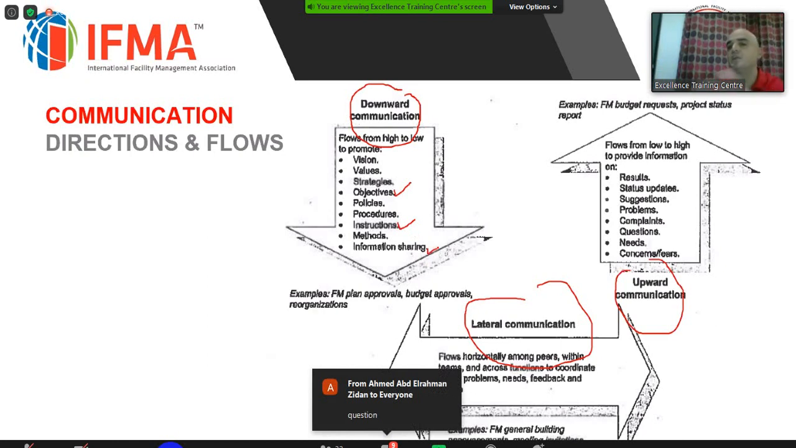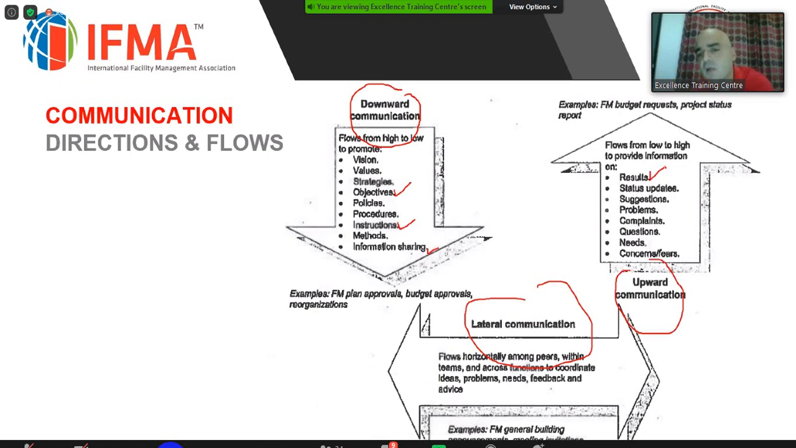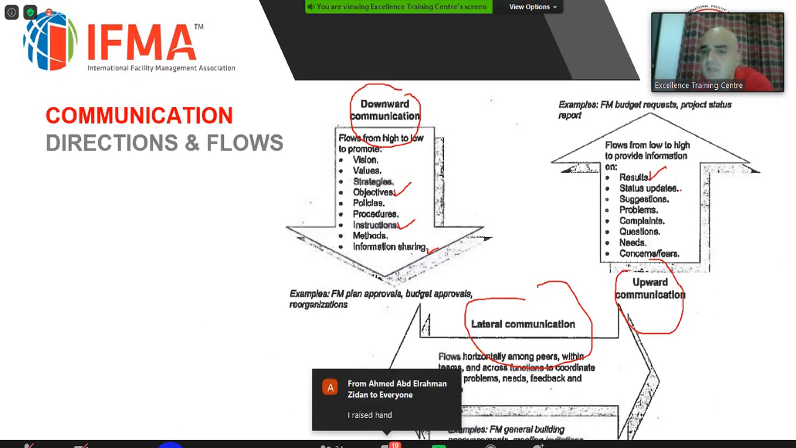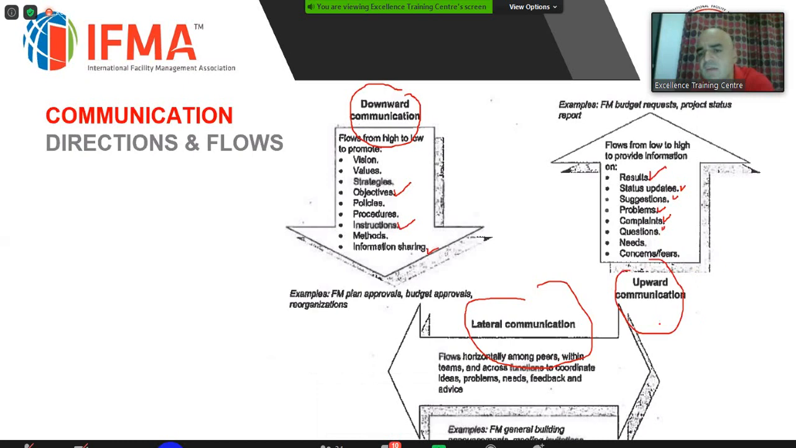Upward communication is usually from the bottom to above. Results, let's say, okay, we were told to execute this procedure, and what's the result? Status updates, suggestions, problems, complaints, questions, needs, concerns, and so on. All of this is upward communication.